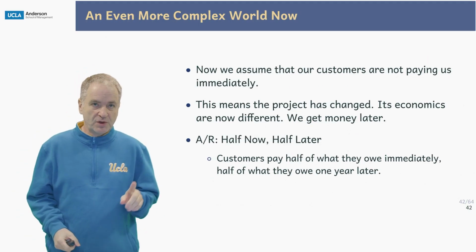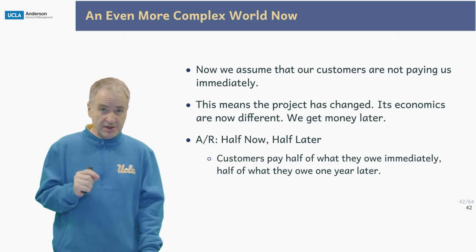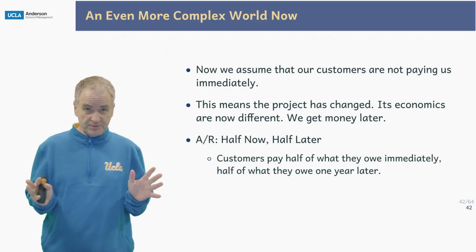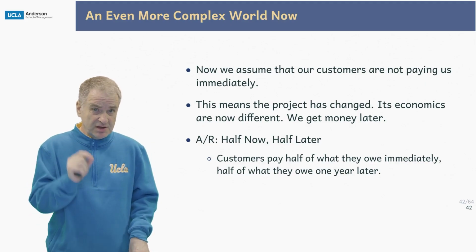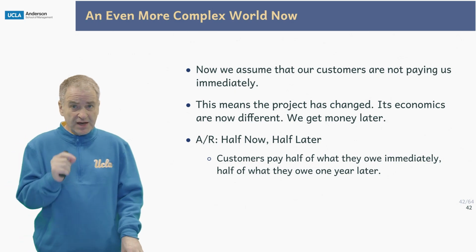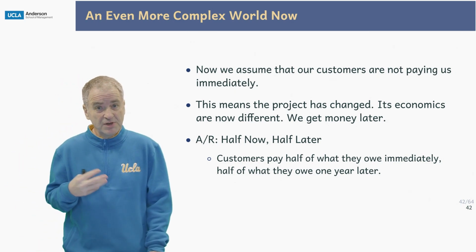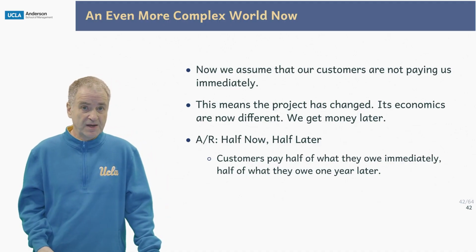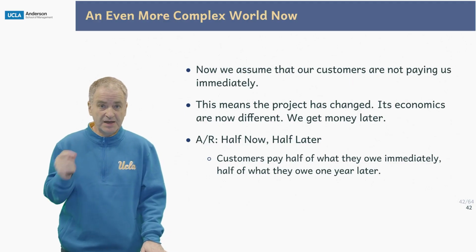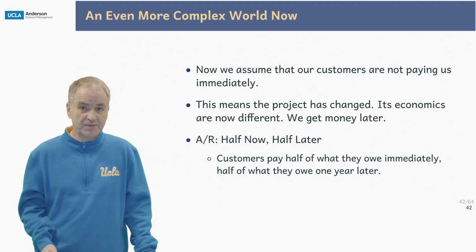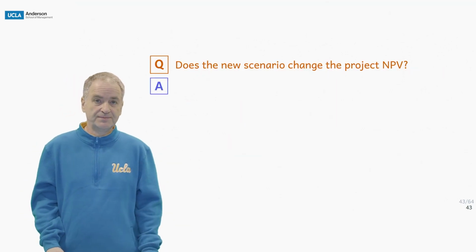Now we're going to make the world even more complex. We're going to assume that our customers are not paying us immediately. They're not going to be deadbeats. They're always paying, but delayed. Means the project has changed. The economics now are quite different. We get real money later. So by the net present value calculations, we're not going to be as well off as we were before. And our accounts receivables have to reflect that we get half now and half later. So customers pay half what they owe immediately, half what they owe the following year.